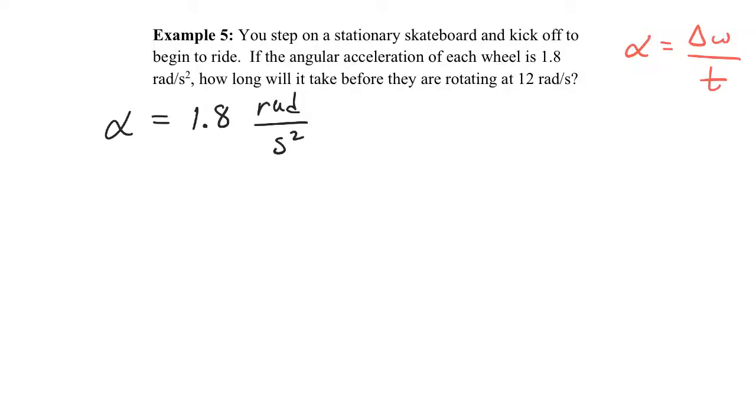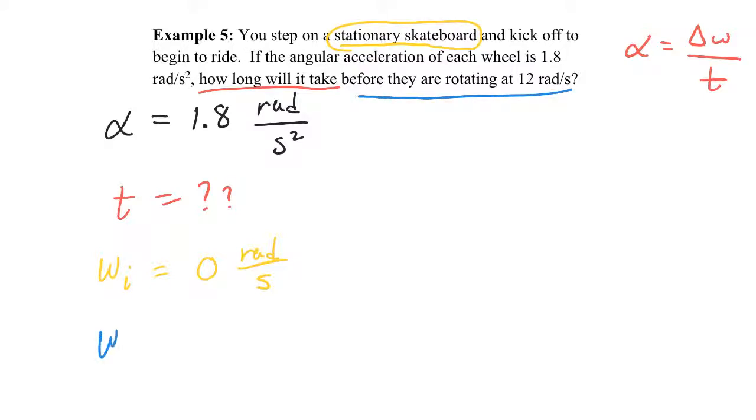How long will it take? That means time. So we're looking for time. It started as a stationary skateboard. Stationary means not moving. And then finally, how long will it take before they're rotating at 12 radians per second? That's going to be the final rotational velocity, or angular velocity. So I tried to use a little color coding here so you could see where things came from.